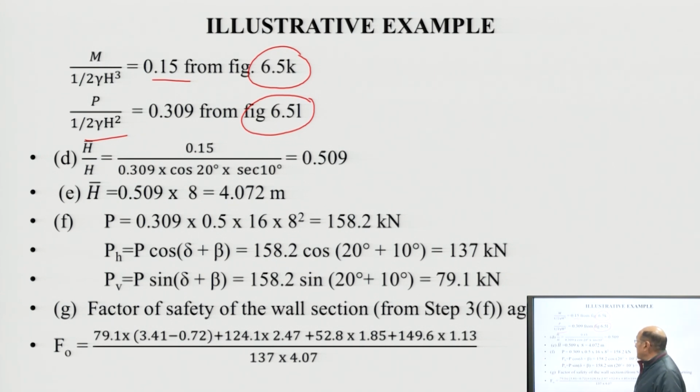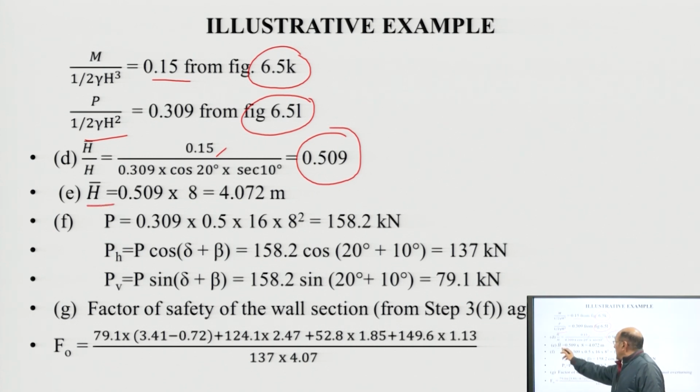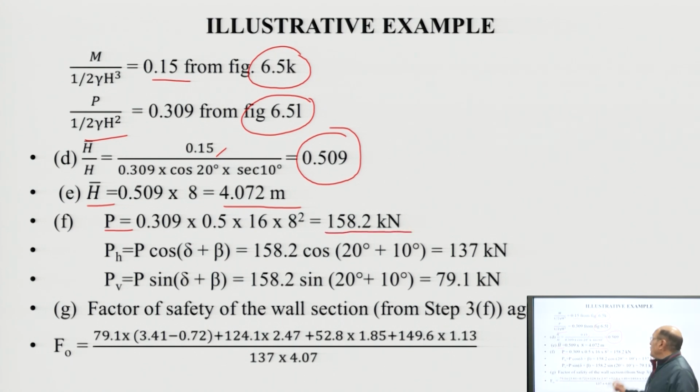H bar by H will be 0.15 divided by 0.309 into cos theta, cos 20 degree into sec 10 degree, that will come 0.509. So, H bar will be 0.509 into 8, that will be 4.072 meter. So, now calculate P, that will be 0.309 multiplied by 0.5 multiplied by 16 multiplied by 8 square, that will be 158.2 kilonewton.